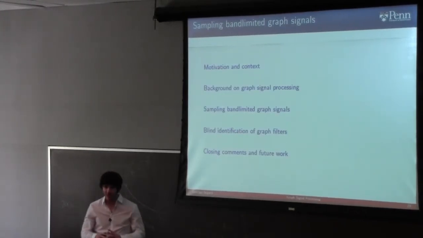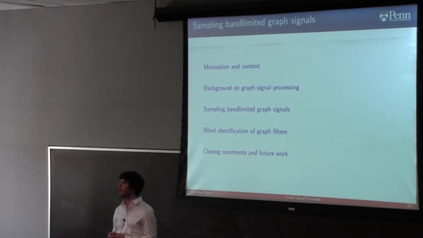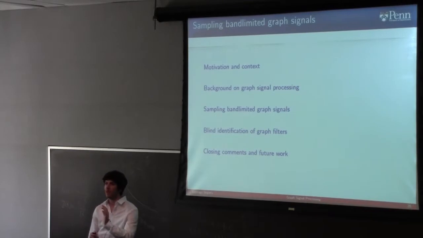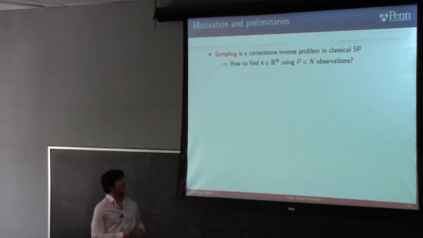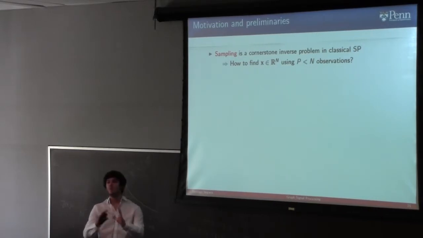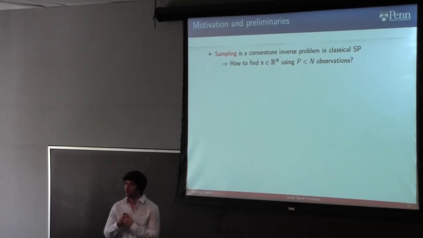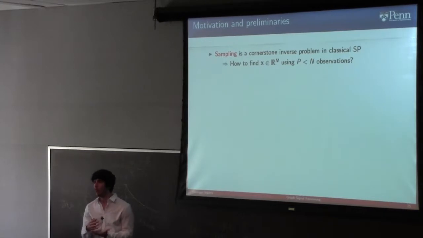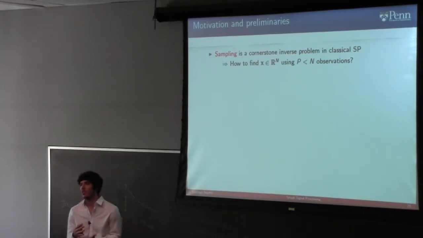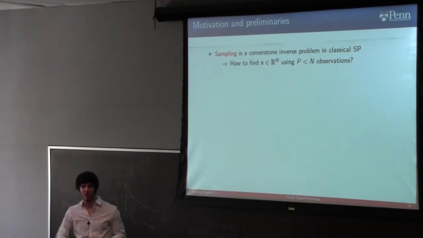Okay, so now that you're all experts in graph signal processing, we're going to delve into two particular problems. The first one, as we said, is sampling. Sampling, and of course reconstruction after sampling, is probably a cornerstone inverse problem in classical signal processing. The idea is you have a signal of size n, and you would like to reconstruct this signal by having only p observations. Of course, you need some kind of model of the signal, because if the signal is completely random, there's no way of inferring the rest of the observations.